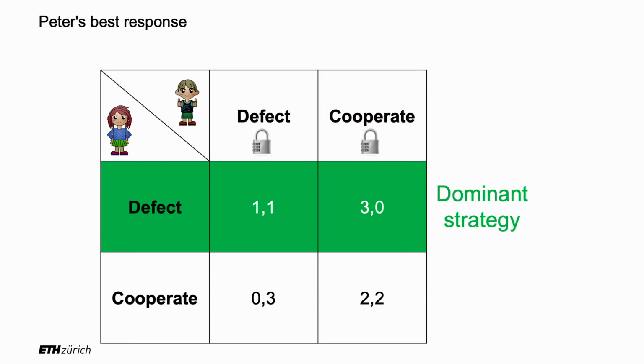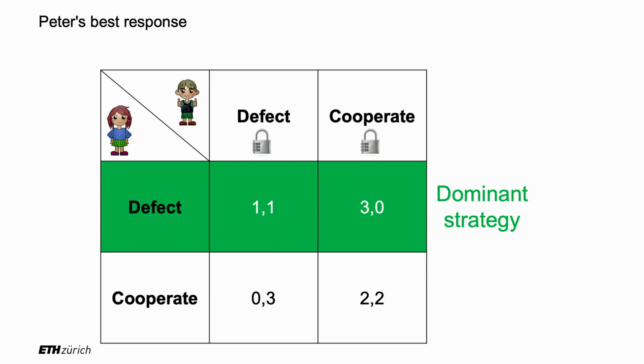So in other words, defect is the best response both to the opponent defecting and to the opponent cooperating. So it seems to be logical, and that's what the Nash equilibrium says, what John Nash would have said: that since whatever the opponent does, my best response is always to defect, then I should just defect, right?